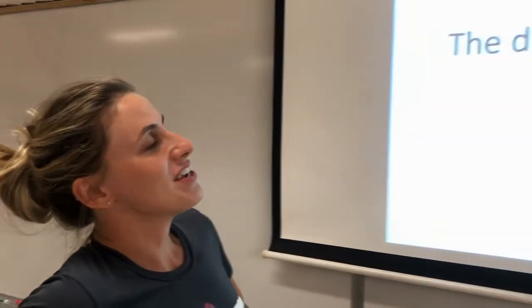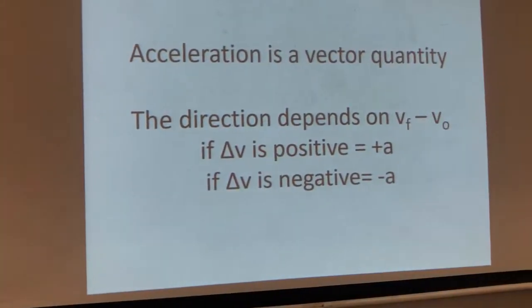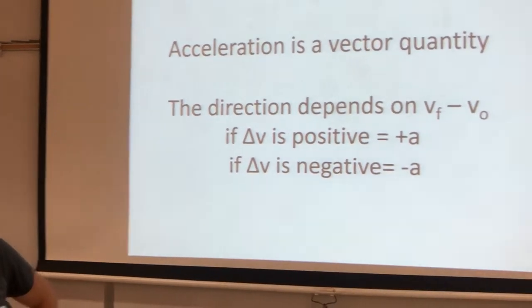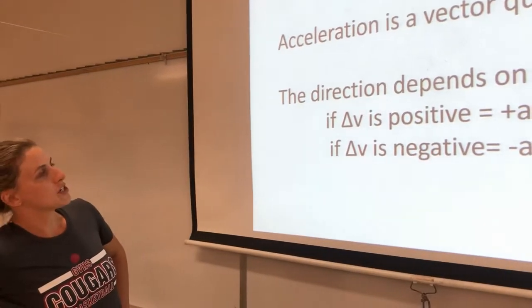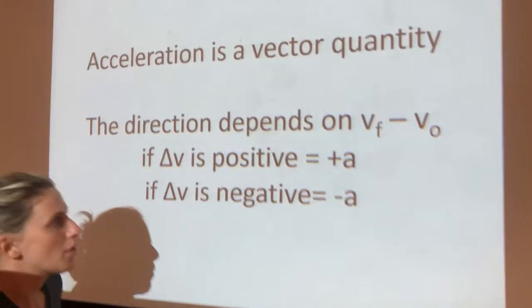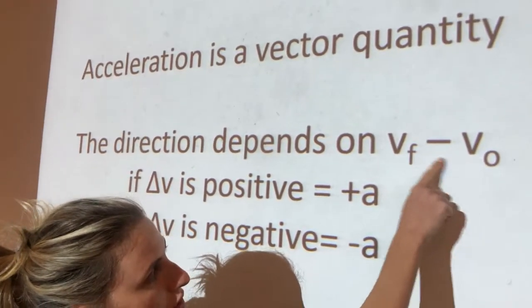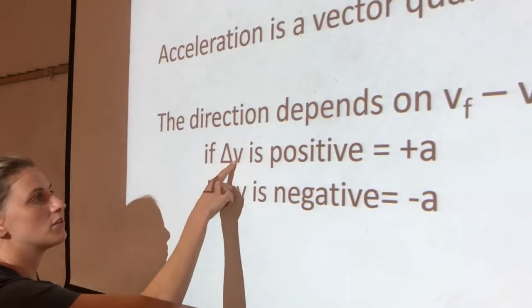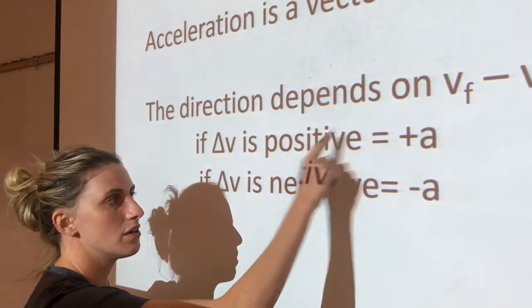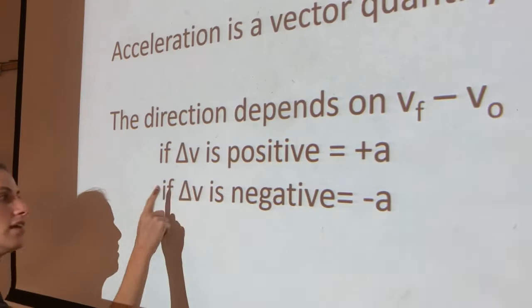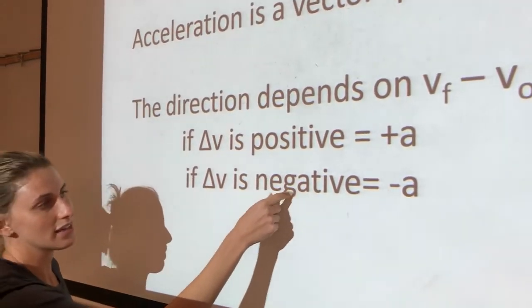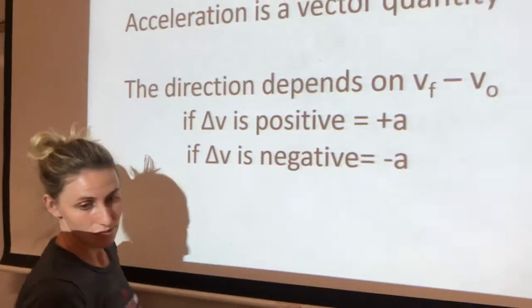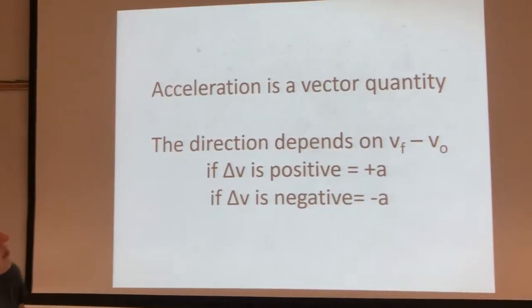Let's stop for a moment. Acceleration is a vector quantity, just like velocity and displacement were. The direction depends on the difference between v final and v initial. If the change in velocity is positive, my acceleration is positive. If our change in velocity is negative, our acceleration is negative.